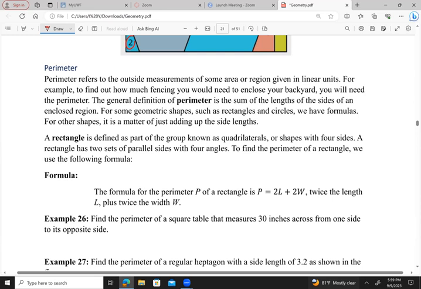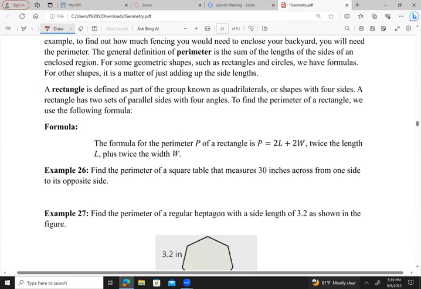So a rectangle is defined as part of a group known as quadrilaterals, or shapes with 4 sides. A rectangle has 2 sets of parallel sides with 4 angles, 4 right angles. To find the perimeter of a rectangle, we use the following formula. Perimeter P of a rectangle is P equals 2 times L plus 2 times W, twice the length L plus twice the width W.